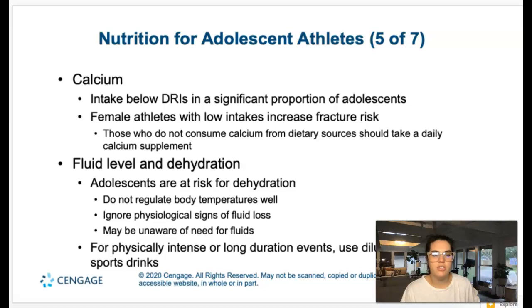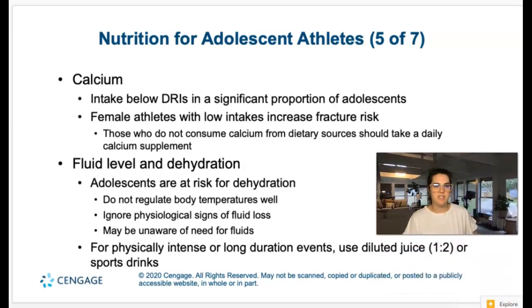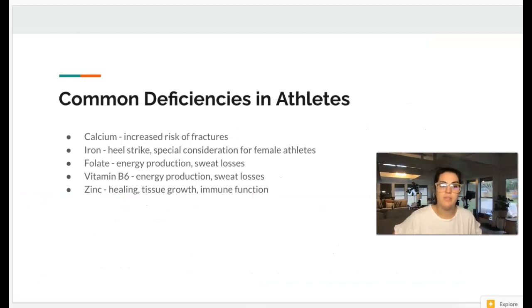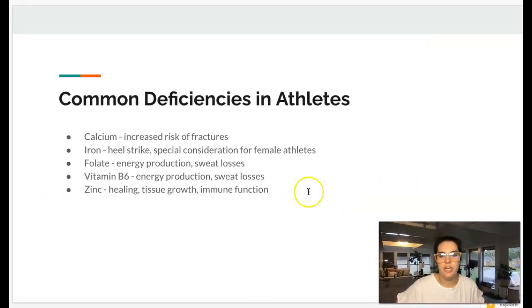So we are going to look in just a little second at some of the nutrients that are of concern for athletes. Calcium and fluid, of course, are two of those nutrients. We're going to talk specifically about female athletes in just a second. But calcium, of course, is important for bone health. And then fluid and dehydration is important because it helps to reduce the risk of injuries, it helps to lower the body temperature, and it helps keep our muscles safe as well from injury.